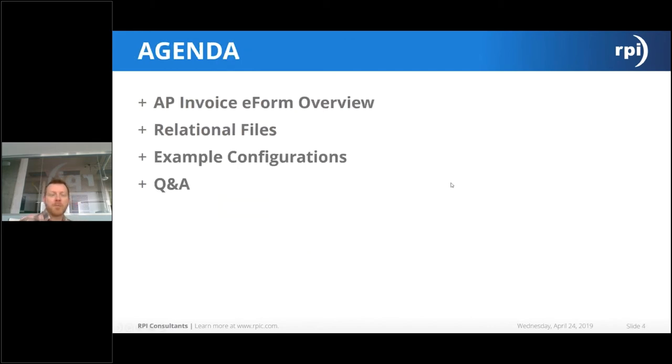So on the agenda today, we're going to be talking about the AP Invoice eForm, obviously. I'm basically just going to go through and do a general walkthrough of the eForm itself. Here's where you can find this, and then really dig into some of those configuration files that you may use on a recurring basis, that you may want to modify, and show you how these items are related so that you can work through and make adjustments on your own if you want.